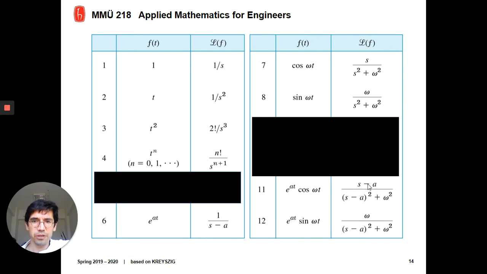Can I open up new stuff from my table? Yes, this s shifting can be expressed for both sine and cosine functions. To be honest, by combining the 6th, 7th, and 8th, you can already get the 11th and the 12th. You don't need these. So some of the entries in your table are actually not that important.